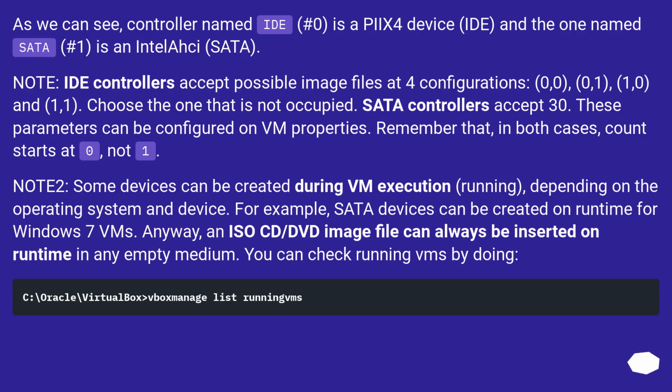As we can see, the controller named IDE, number 0, is a PIIX4 device, IDE, and the one named SATA, number 1, is an Intel AHCI SATA. Note, IDE controllers accept possible image files at 4 configurations: 0,0, 0,1, 1,0, and 1,1. Choose the one that is not occupied. SATA controllers accept 30. These parameters can be configured on VM properties. Remember that, in both cases, count starts at 0, not 1.